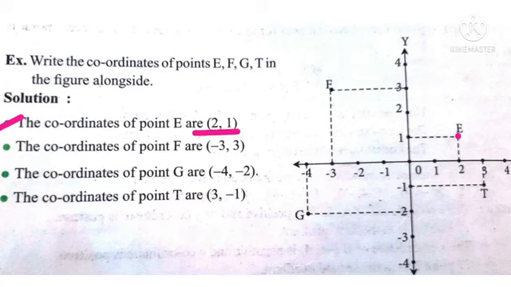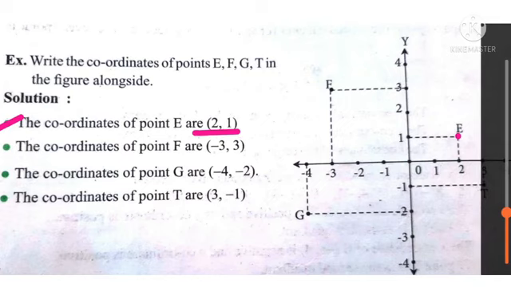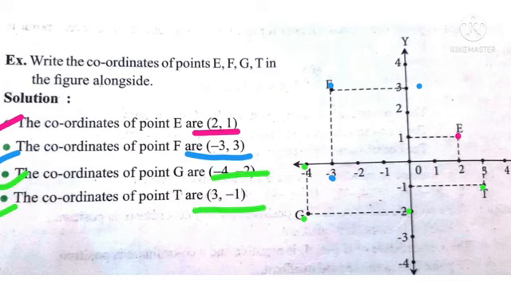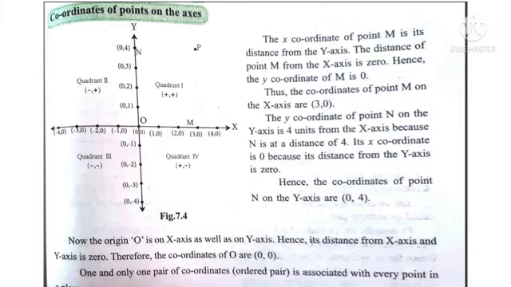Now, the coordinates of point F. See, where is the point F? It intersects the x-axis at -3 and the y-axis at 3. So the coordinates of F are (-3, 3). The coordinates of point G are (-4, -2). And lastly the coordinates of point T are (3, -1). Okay. Now students, I had told you here there are 4 quadrants.